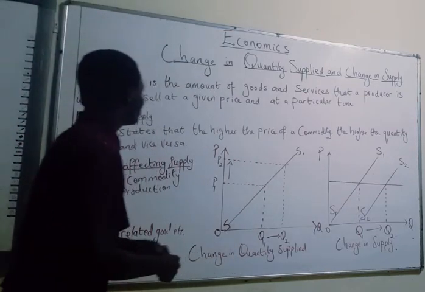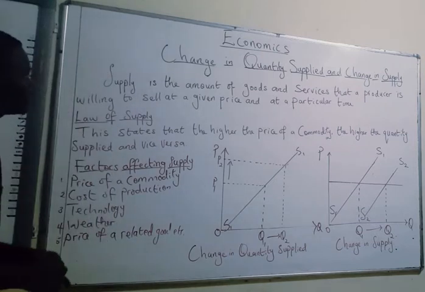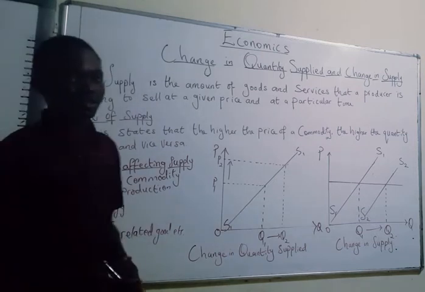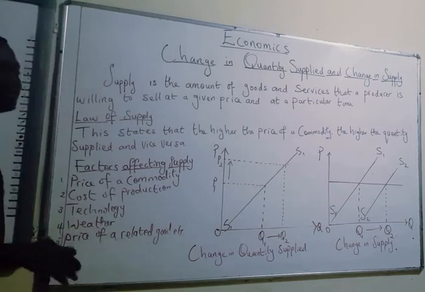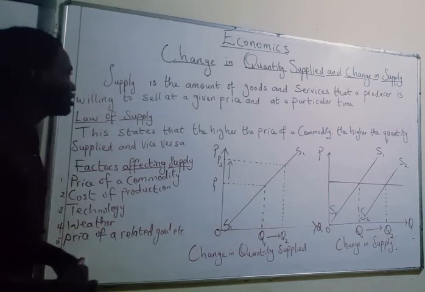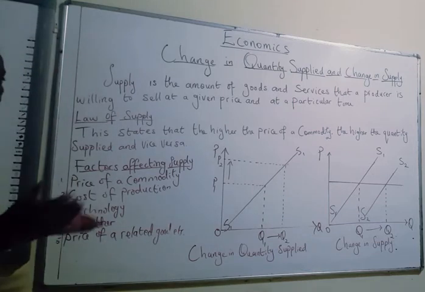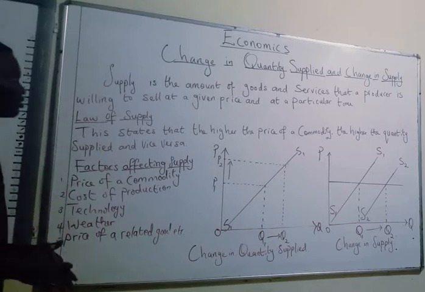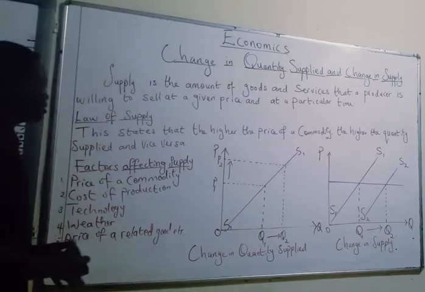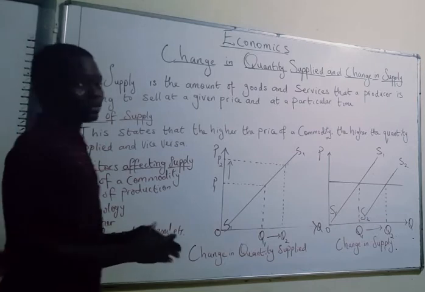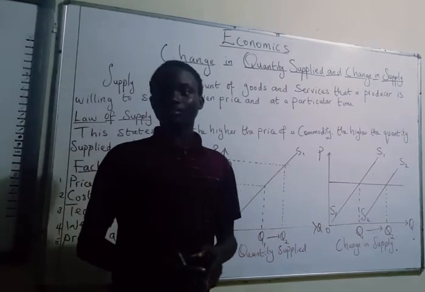Today we shall be talking on the topic change in quantity supplied and change in supply. We've spoken about change in quantity demanded and change in demand before. So what is supply? Supply is the amount of goods and services that a producer is willing to sell at a given price and at a particular time.